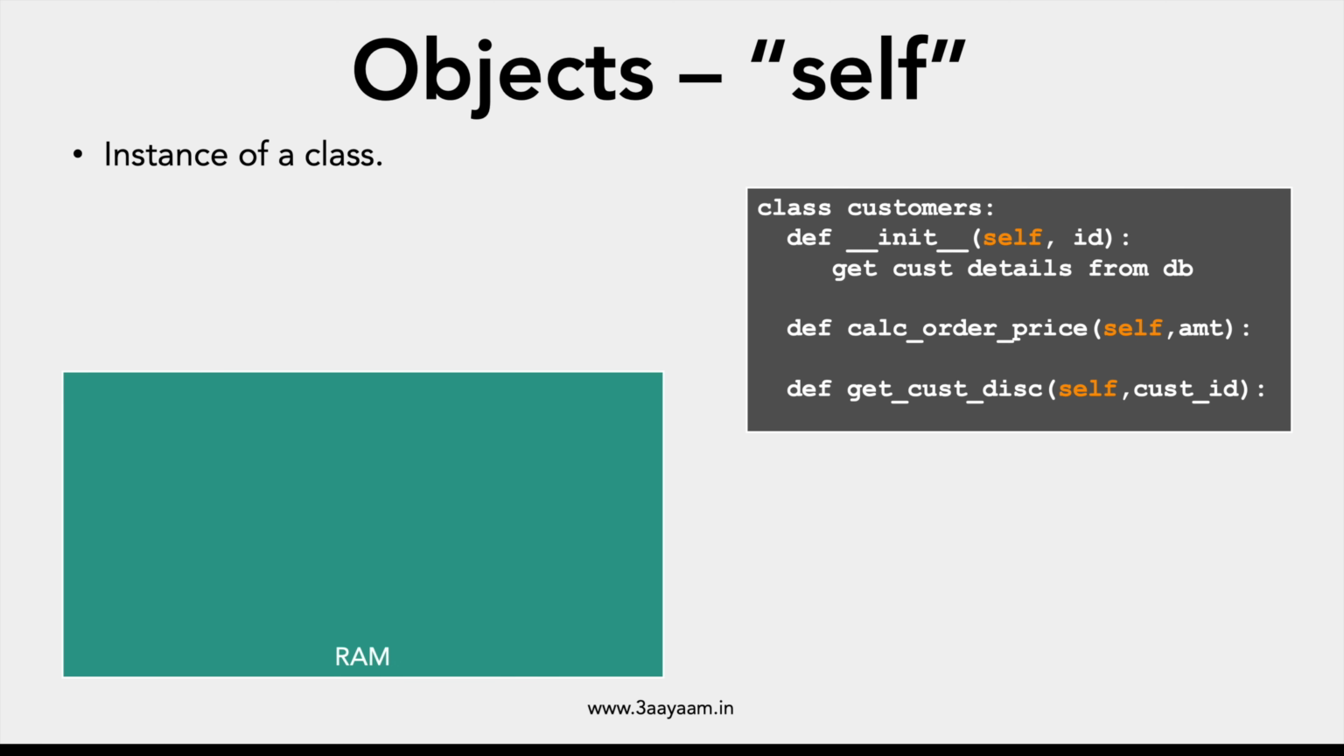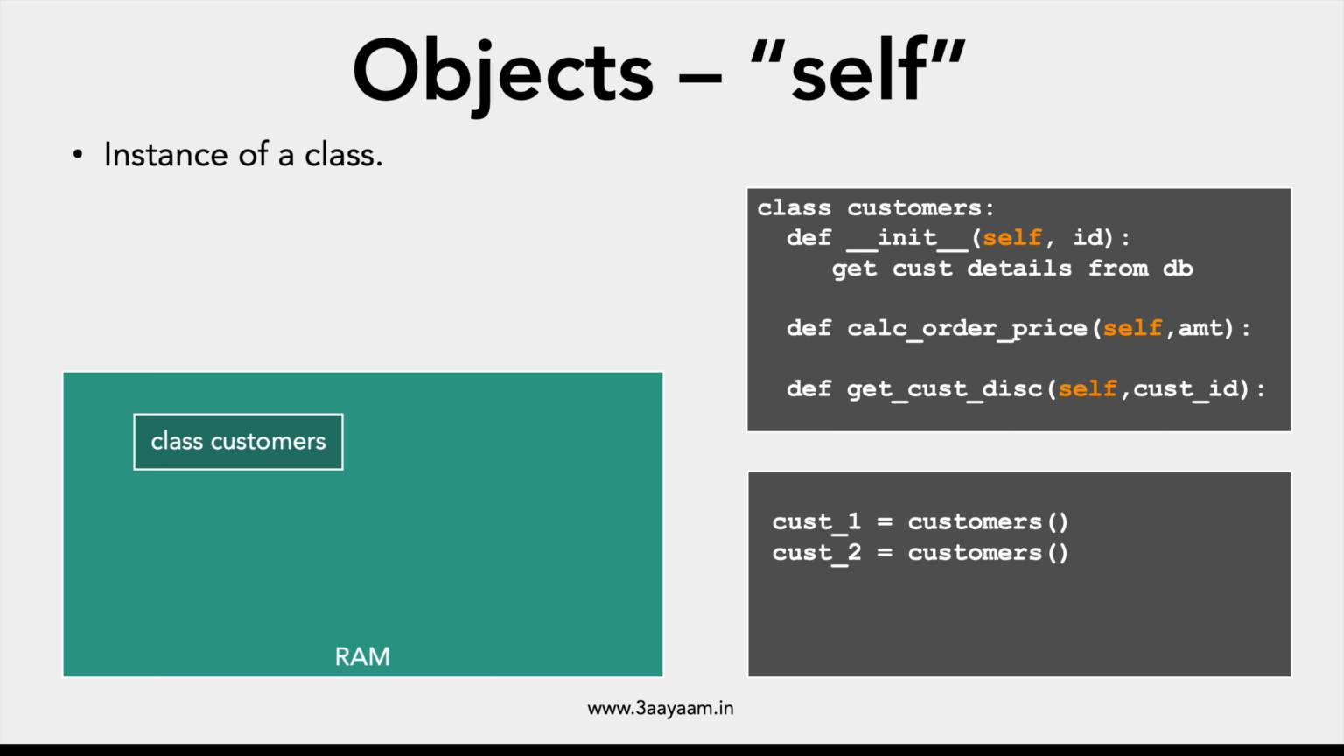Again, I'll take you to memory, because without understanding the memory architecture, it will be difficult for you to comprehend how and why self is used. So this is the class and it will take a certain amount of memory. Now, let's say I create two objects, cust_1 and cust_2, which are two different instances of the same class customers.